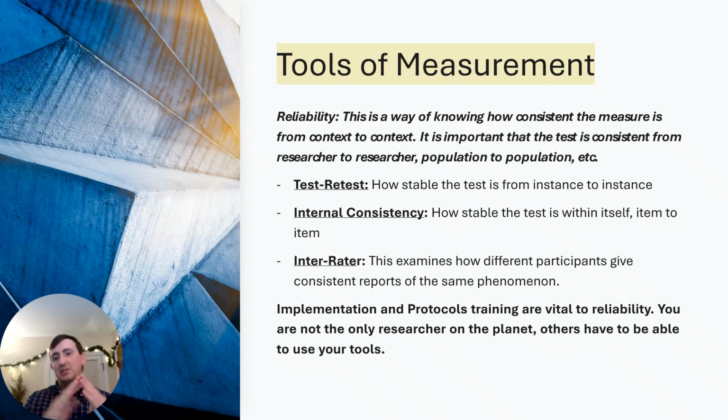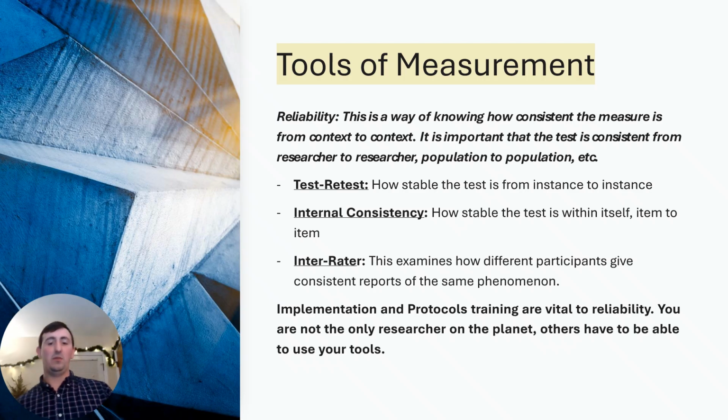Or is there one question that's way out there, way off on its own? Everyone answers this one to the highest degree possible, and no one answers any of the other questions that way. What's up with that one question? What's up with that one item? So internal consistency is about how stable the test is within itself, right?